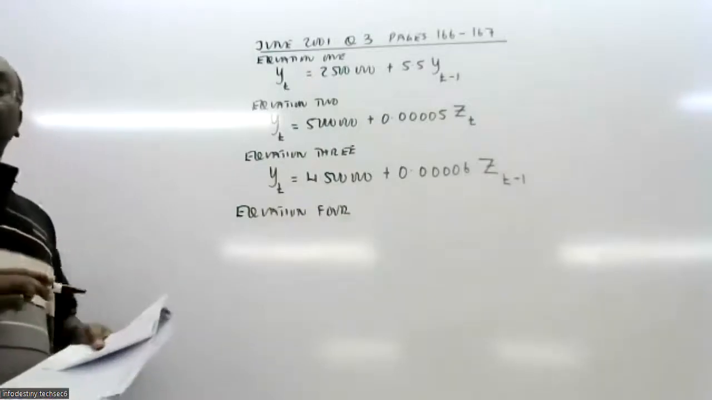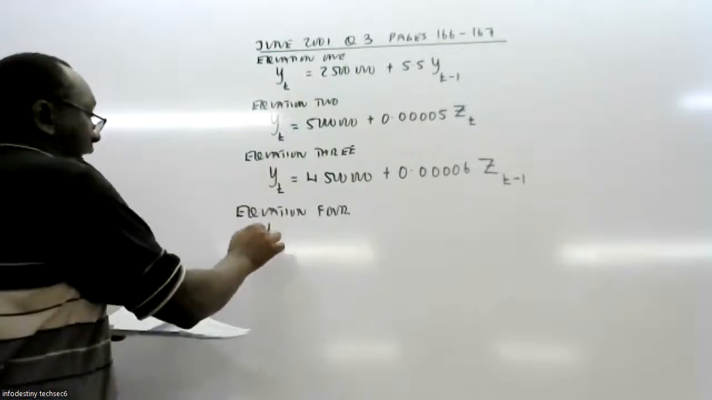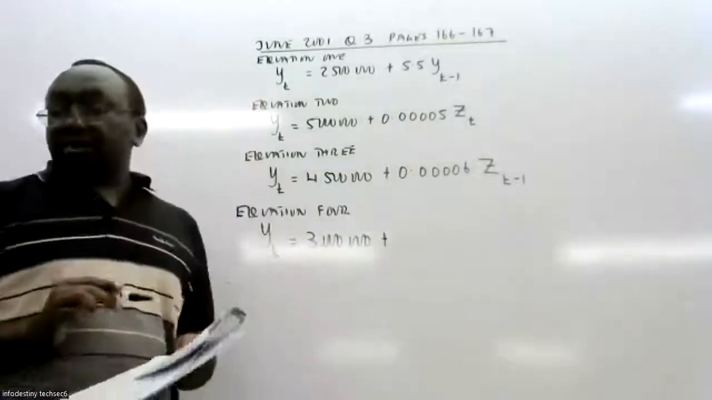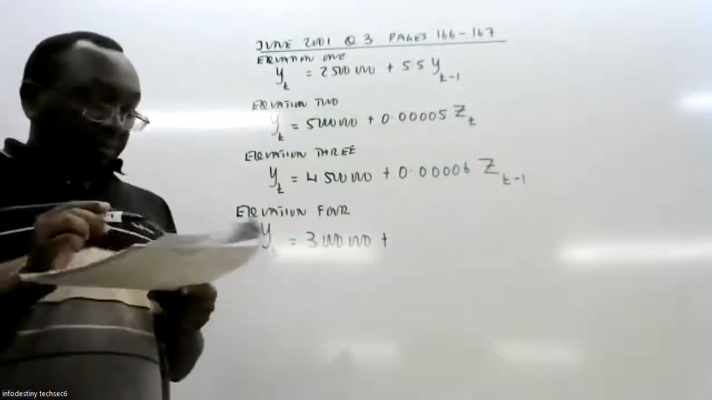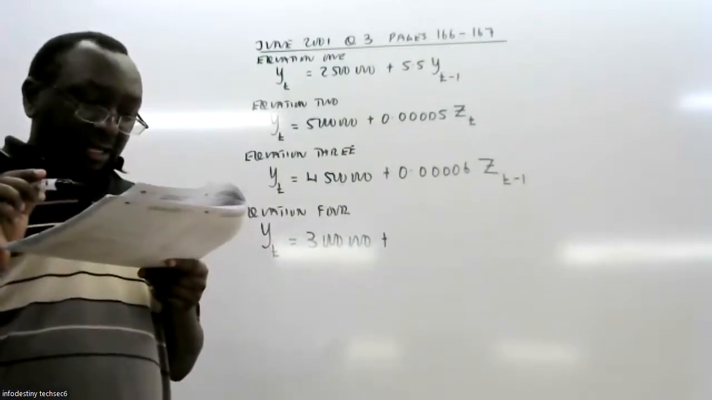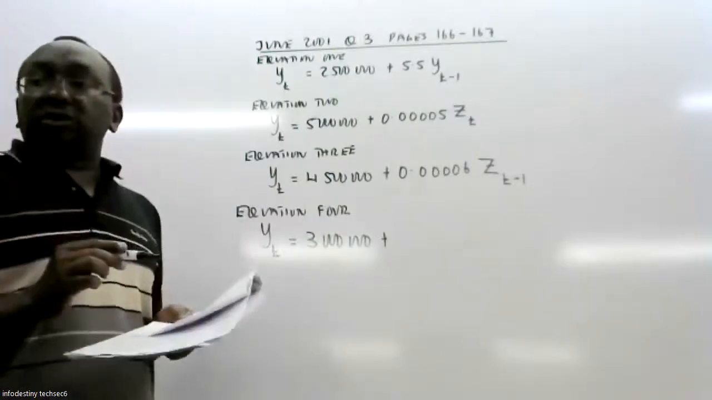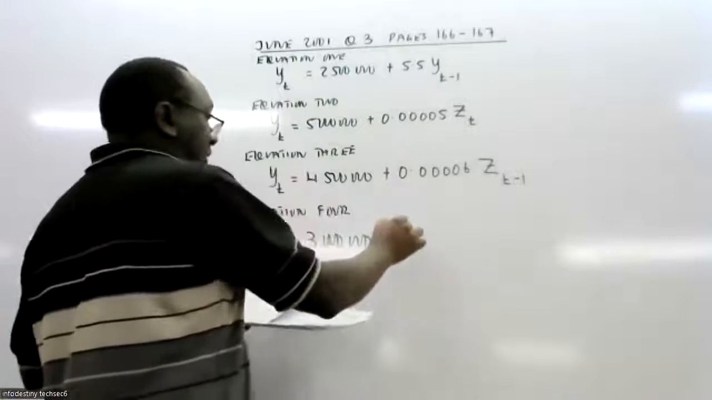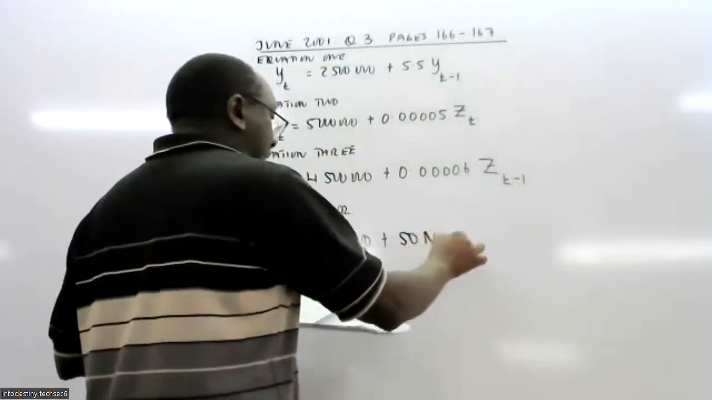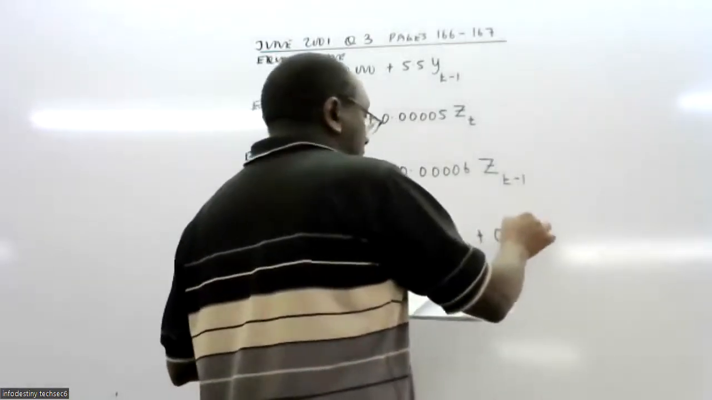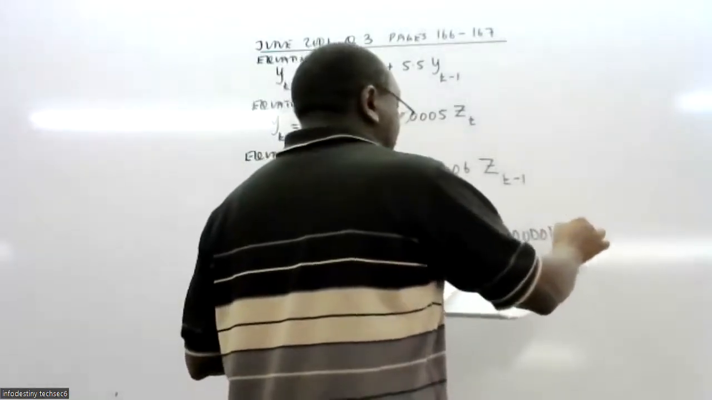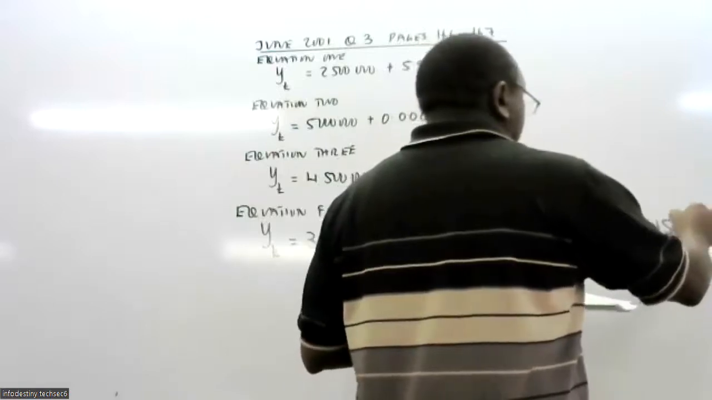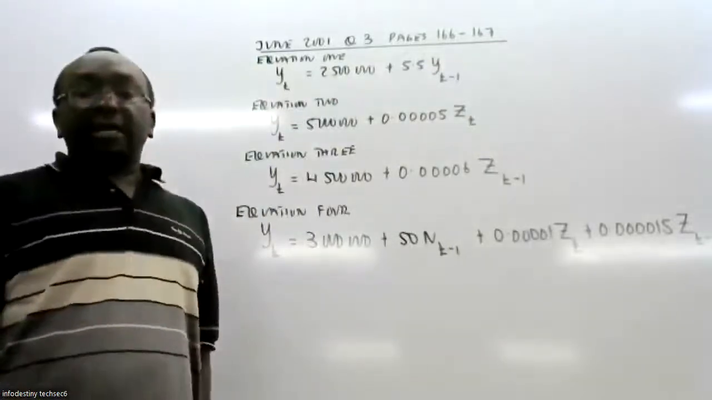Then you write equation 4. It is also yt. The intercept is 3 million, but this one is a multiple regression. You can see it has been given the asterisk, like 2 stars, which means you read down there. The first coefficient is 50, you can see 50 down there: 50 yt minus 1 plus 0.0001 zt plus 0.00015 zt minus 1.